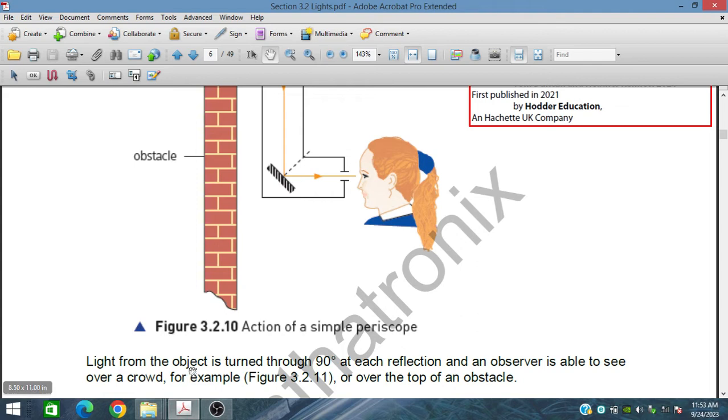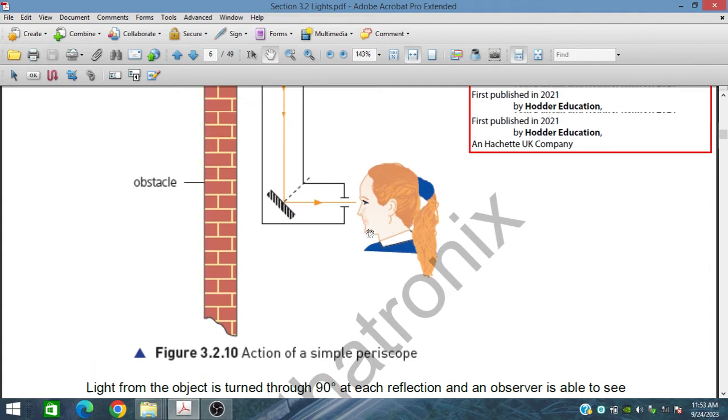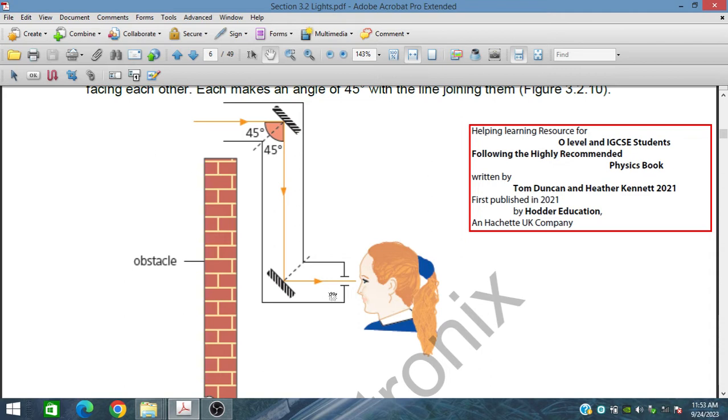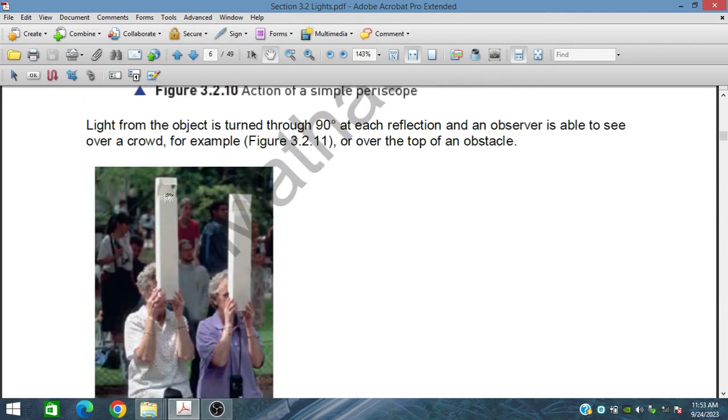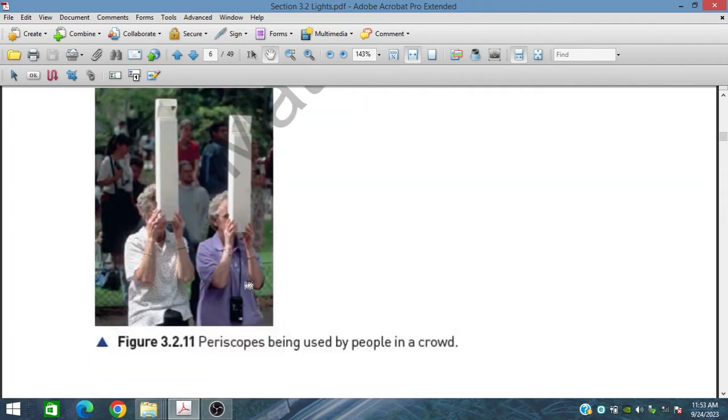Light from the object is turned through 90 degrees at each reflection, and the observer is able to see over a crowd, for example in figure 3.211, or over the top of an obstacle. So the light goes like this, and you can see in a crowded situation, over the crowd.